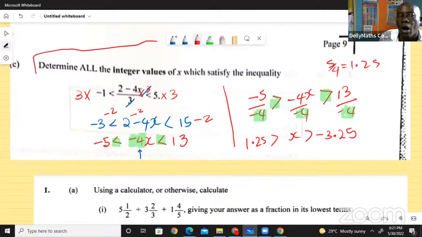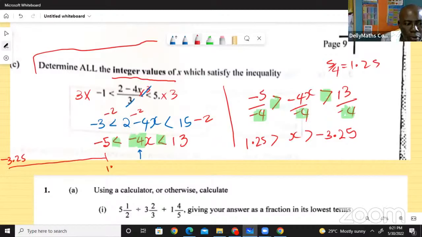You have to pay attention to the question. It says determine all the integers. Very important: all the integer values of x that satisfy this. In other words, what are all the integer values that we could find here? What is an integer? An integer is the whole numbers and the negatives of the whole numbers, right? So that's what integers are. So what we're going to do now is, based on what we have here, I'm coming from -3.25 and going all the way to positive 1.25. So we are between this.